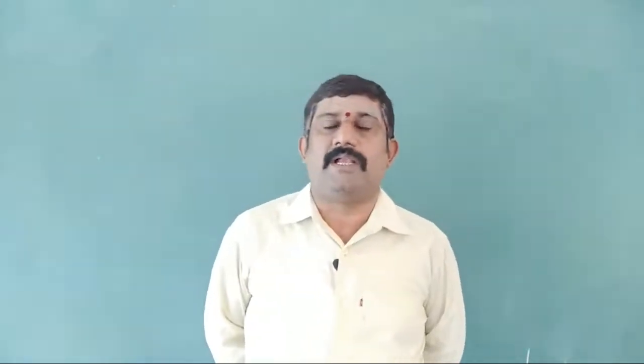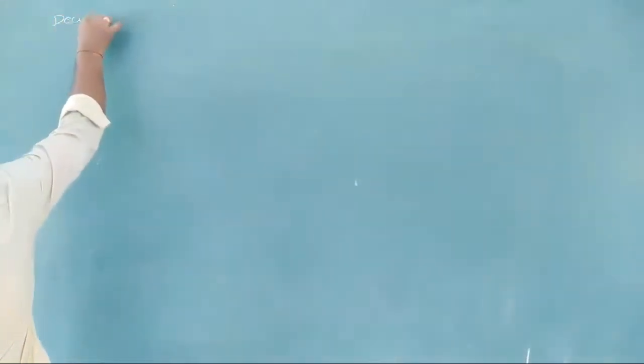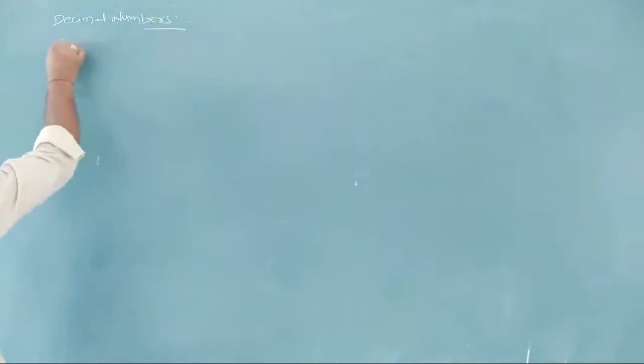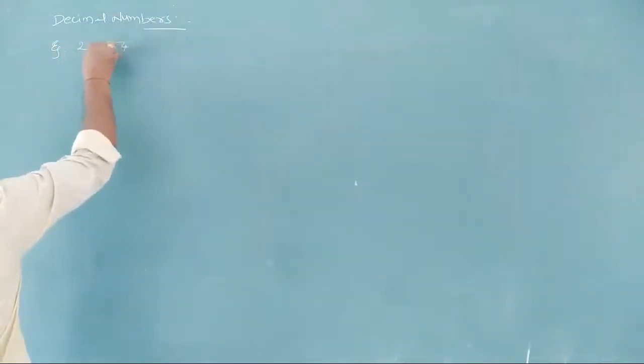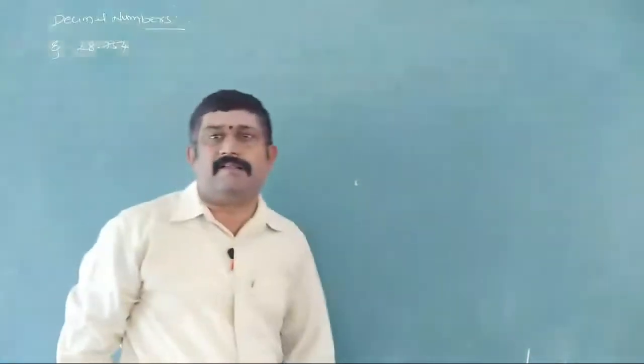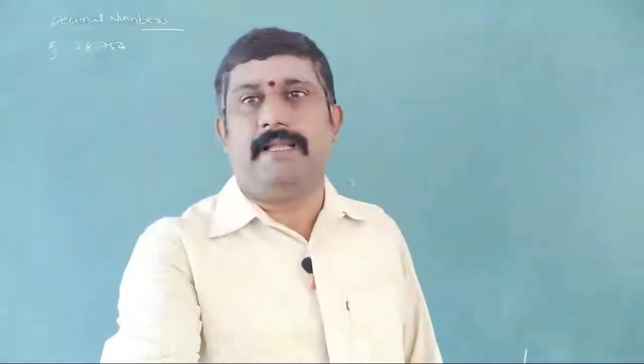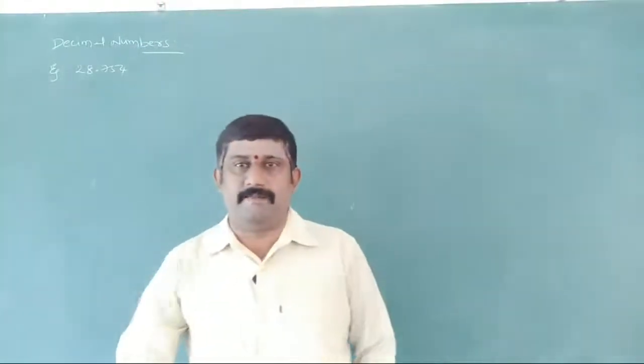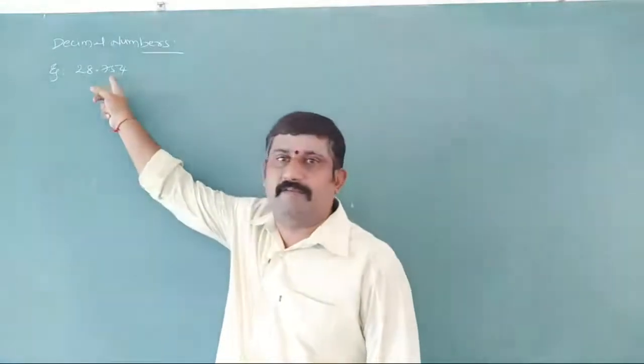Okay, first of all, what is a decimal? A decimal has a point, called the decimal point, and it has two parts. One is the integral part and the second one is the decimal part. Let me take an example here: 28.754. So 28 is called the integral part, and 0.754, nothing but 754, is called the decimal part. Why? Because it is after the point.